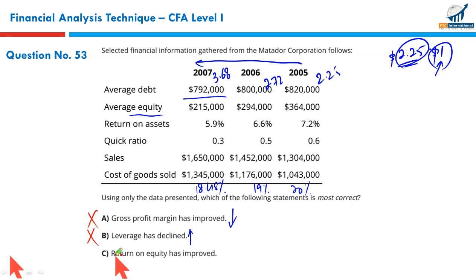But we need to convince ourselves, and we need to discuss a very important derivation of a new formula. Return on equity has improved. We have been given return on assets. How do we convert this return on assets into return on equity? So look at this interesting derivation of formula.